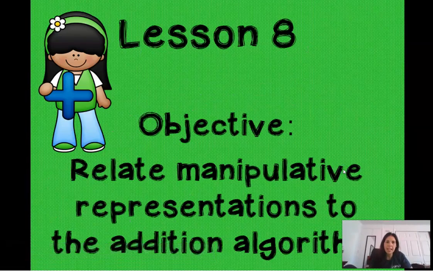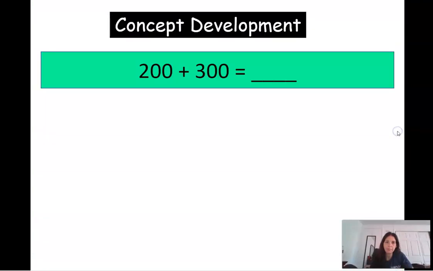So our objective for today is to relate manipulative representations to the addition algorithm. Okay? So when we look at this problem, 200 plus 300, this is a super easy problem that you can solve in your head, right? How would you solve this? What would you do?